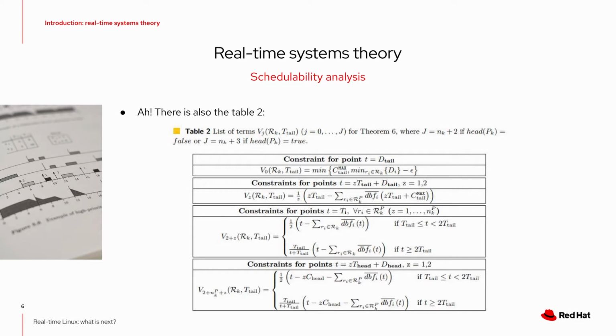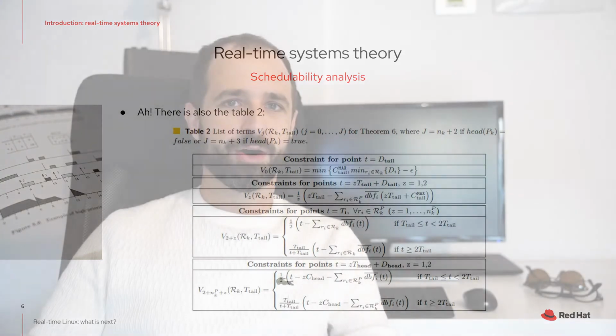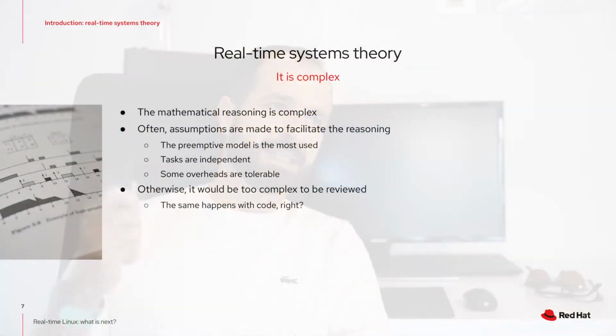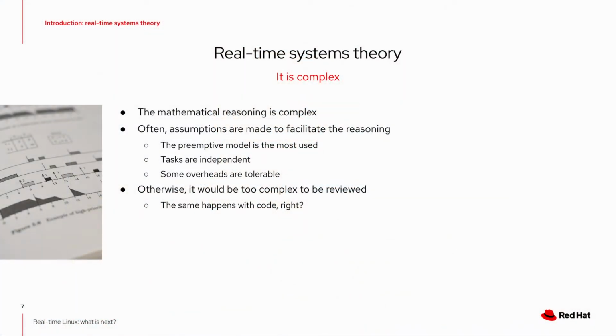So the mathematical reasoning required for such analysis is very complex. Often some assumptions are made on the task model to facilitate this reasoning. Otherwise, it would be too complex to be reviewed and analyzed in depth with the kind of rigor that mathematical analysis requires. And so that's how things are and that's how things move.